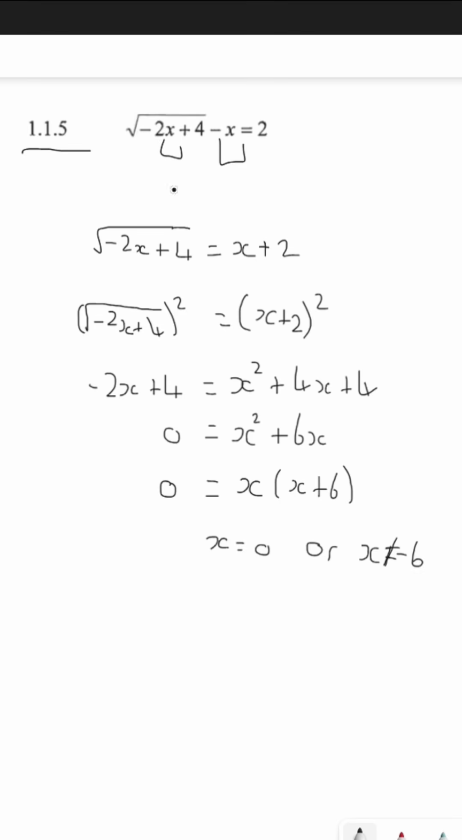But if we plug our 0 back into this equation, that makes the statement true. But if we plug our negative 6 back in, it will not equal the same value on both sides. If we plug negative 6 over here, it will not equal 2 on this side.